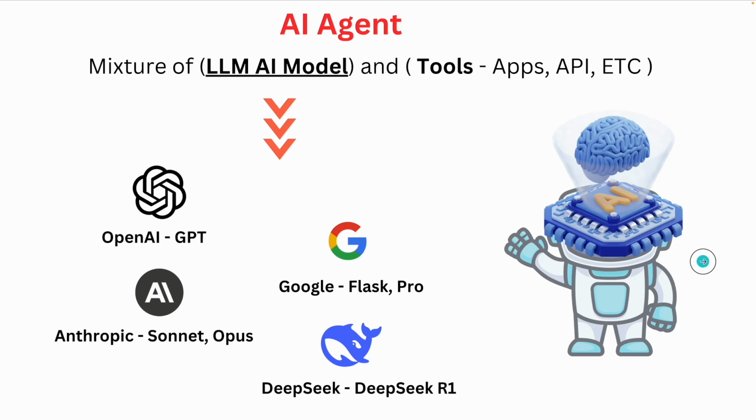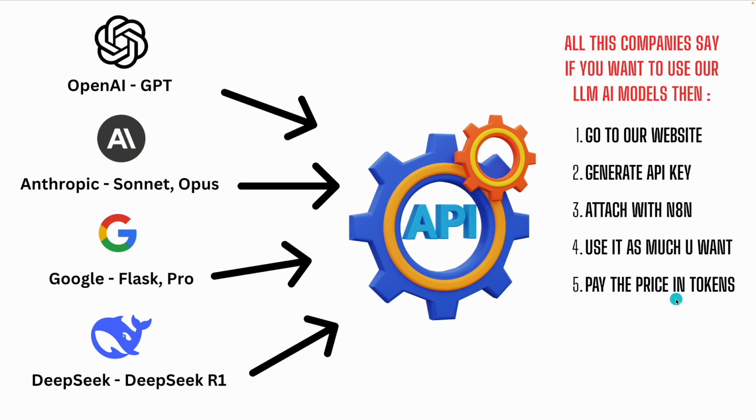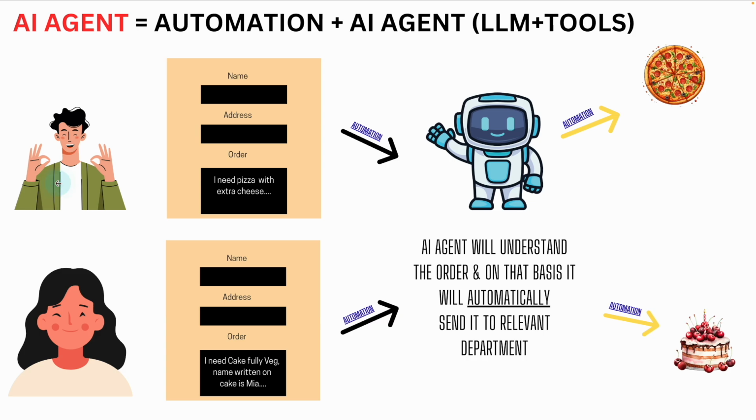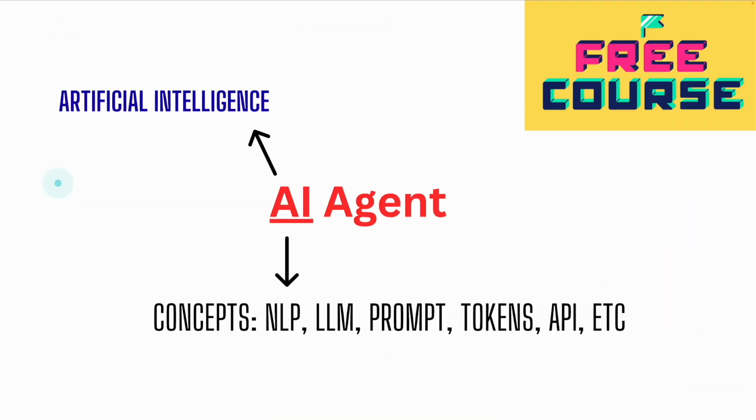And frankly speaking, you might be wondering what price we need to pay in tokens. For this, I'm again recommending, and at the very start of the lecture I said, that AI is a very different field, artificial intelligence. It has plenty of concepts like NLP, LLM, prompt, tokens, API, etc. I don't want to discuss these concepts in AI agents in great detail. This will take lots of time.